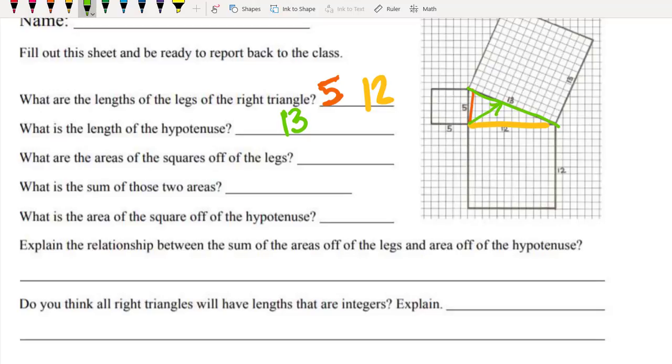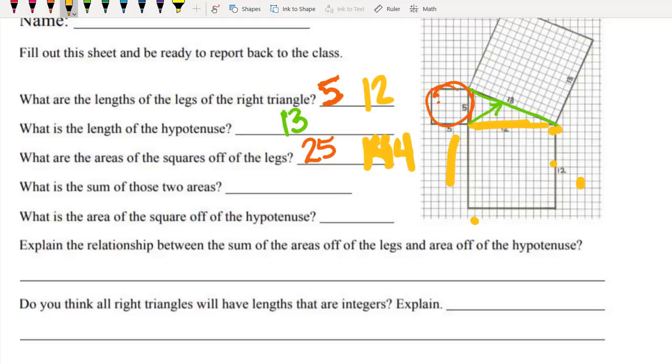What are the areas of the squares off of the legs? So this shortest leg, what's the area of this square? What's 5 squared? 25. Now, what is the area of this square? What is 12 squared? Let's pretend my pen will write 144.